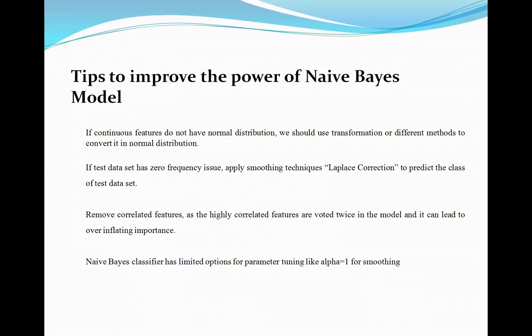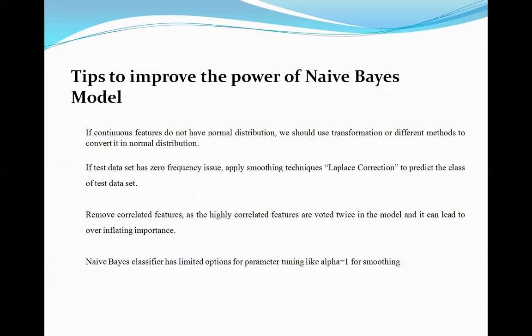The second tip is the zero frequency issue. While you are doing text classification, this may arise. Let us consider your formula: P of A given B is equal to P of B given A into P of A divided by P of B. Am I right? In some scenarios, who knows, the probability of A becomes 0. That particular point may not be available in your text. Okay, there is no value present in the text.